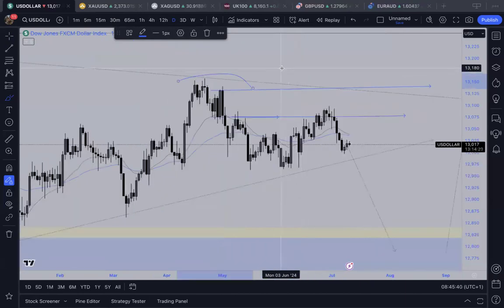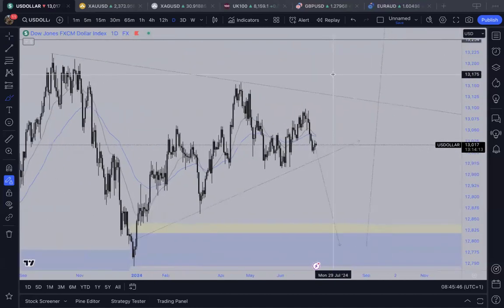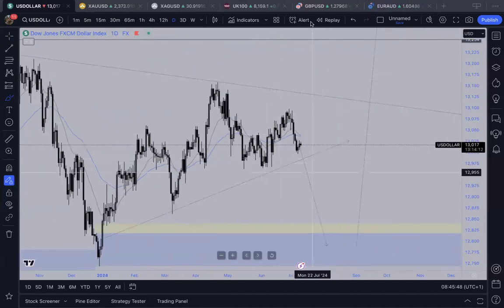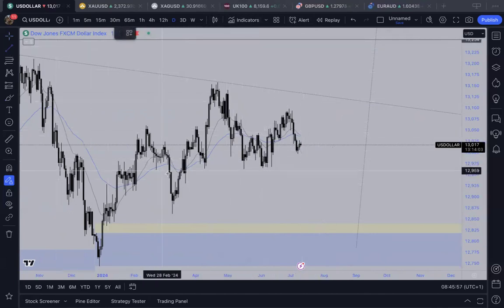But going into the here and now, dollar's in a bit of a weird point because I do want to see price push higher, and I could also see price push lower. We have a massive point of liquidity all within here, all within these lows. We have zones that have not been tested yet.